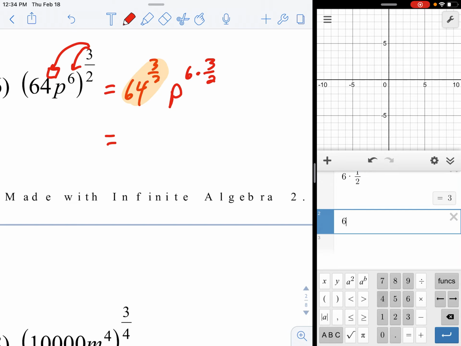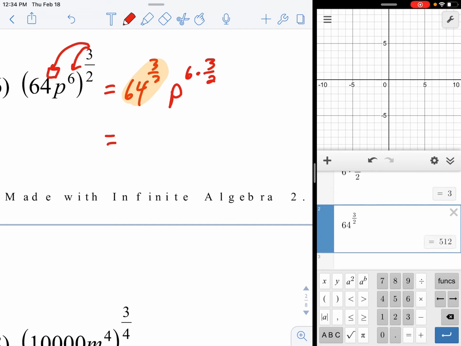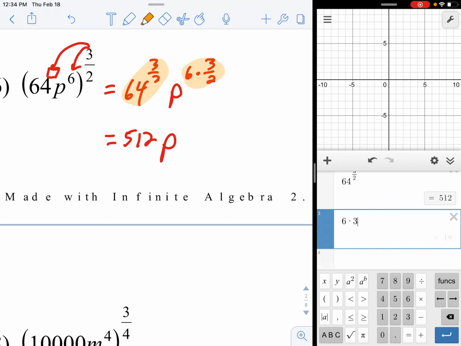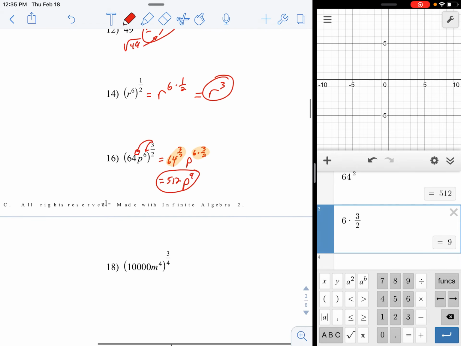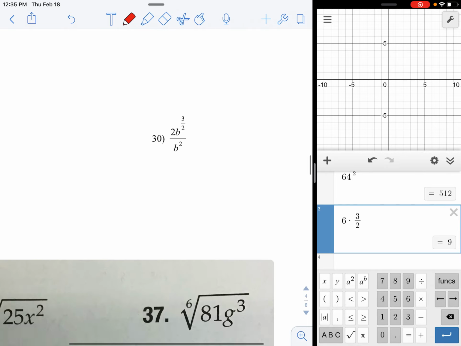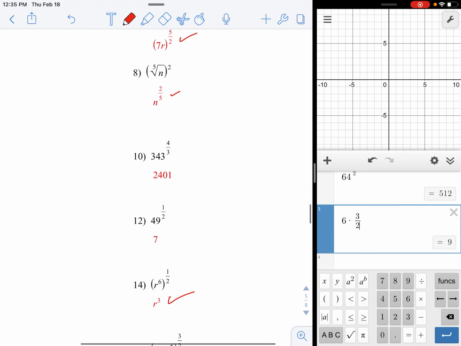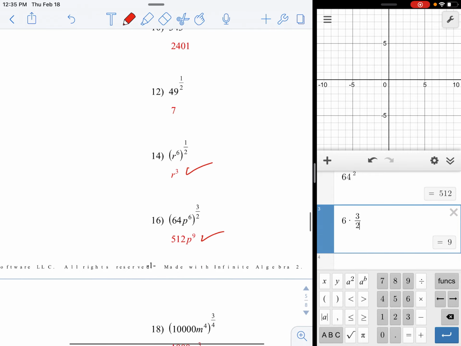I'll use the calculator for that. 64 raised to the 3 over 2. That's 512. And then p to the 6 times 3/2. 6 times 3/2 is 9. So this simplifies to 512 p to the 9th. Let me check and make sure I didn't mess anything up. 512 p to the 9th.